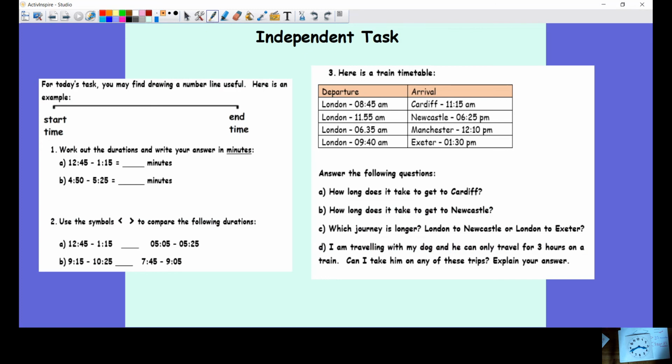Fantastic. Time for your independent task. As I said, I would really, really recommend drawing just the line. You could either draw it and then draw one for each question, or you could draw it on a whiteboard if you have access to one. As usual, there are challenge questions if needed. Looking forward to seeing your work.